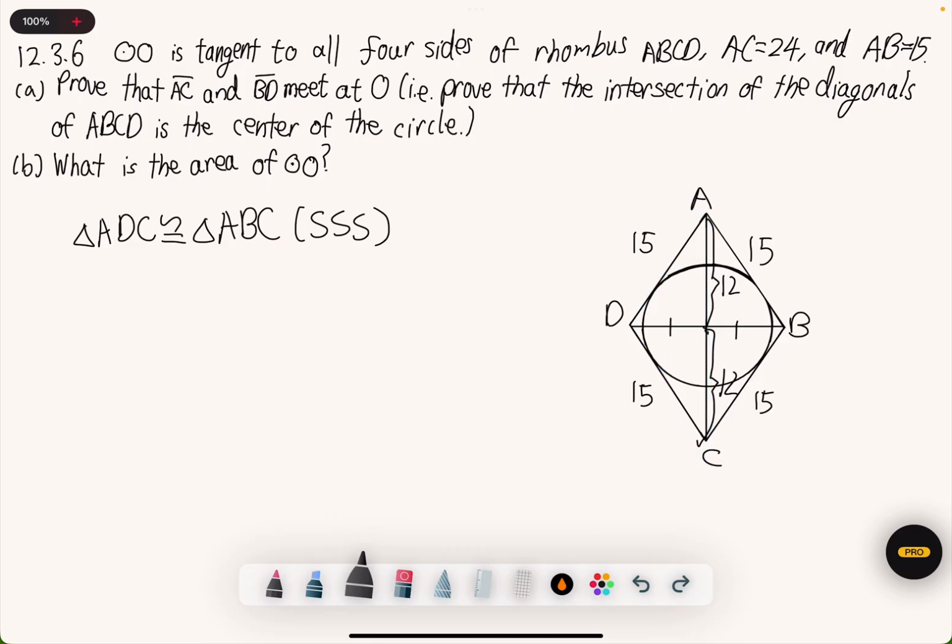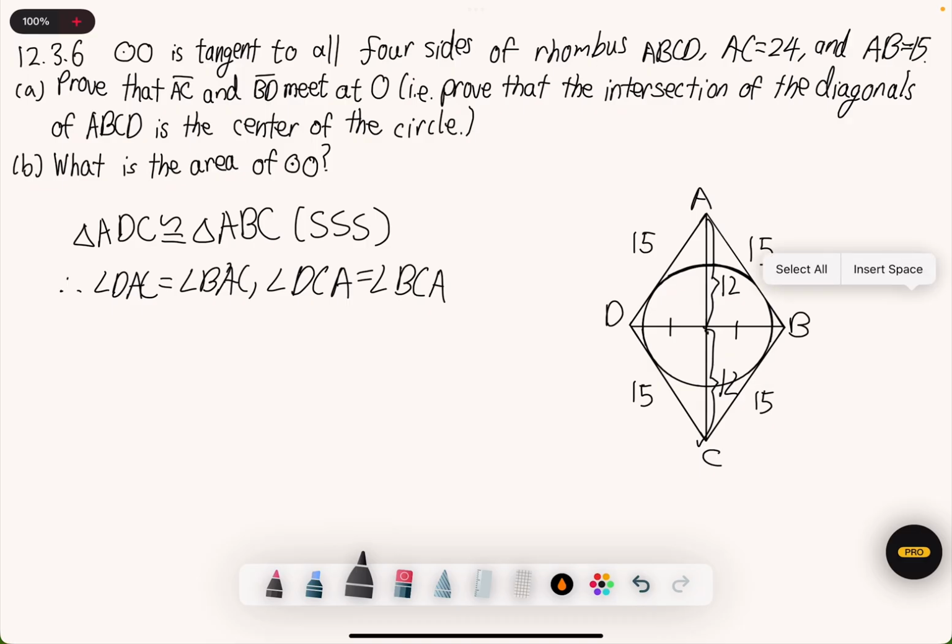So by proving that ADC and ABC are congruent, we know that angle DAC equals angle BAC. We also know that angle DCA equals angle BCA. So what this tells us is that AC bisects angles DAB and DCB.